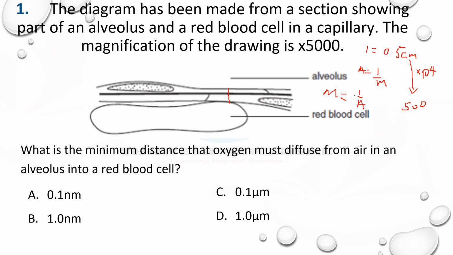5,000 micrometers. Don't forget that. So our actual size will be equal to what now? Our actual size will be equal to image size, which is 5,000 micrometers, all over magnification. Magnification is also 5,000. So 5,000 cancels 5,000. So the actual size is now equal to 1 micrometer according to my calculation here.